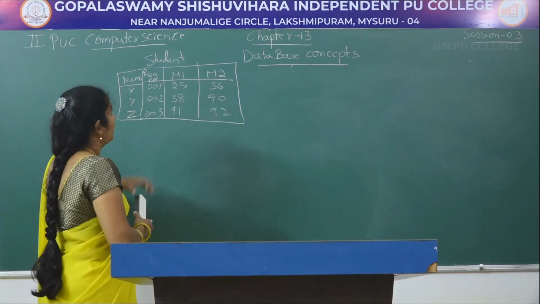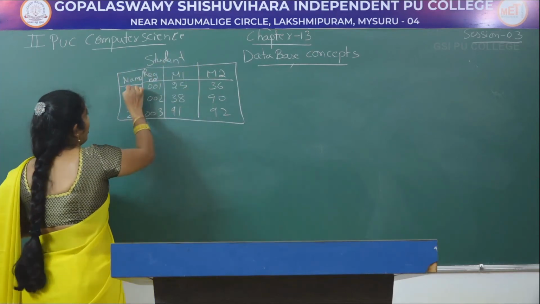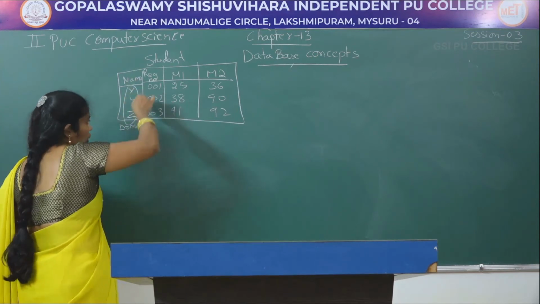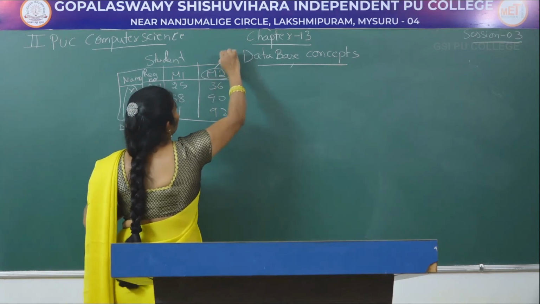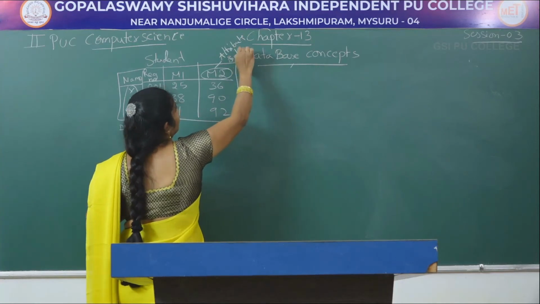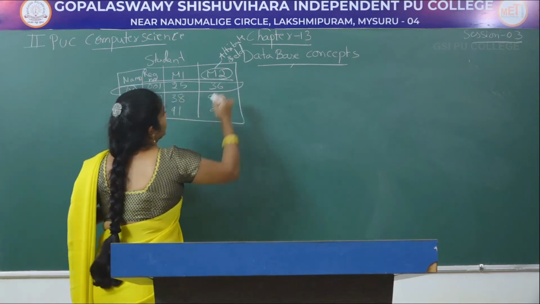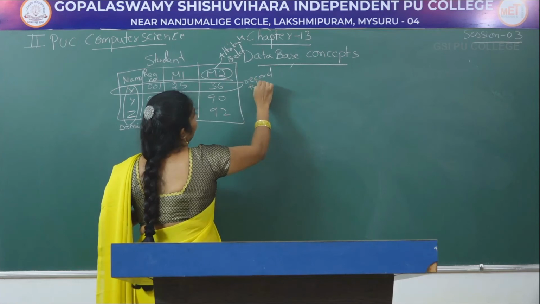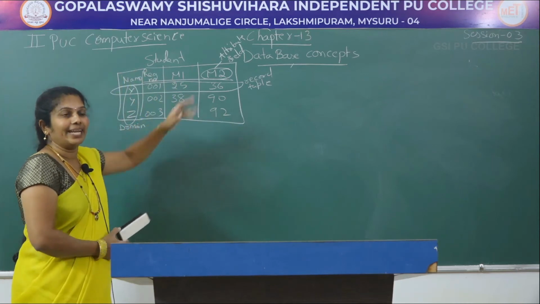Consider this the table. In the table, student is the table name or file name here, and these values can be called as domain. Entire column value can be called as domain, and this heading can be called as attribute, or we can say it as field. The entire row value can be called as record, or we can call it as tuple. Now is it clear?